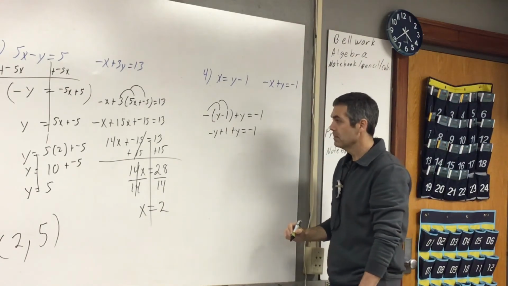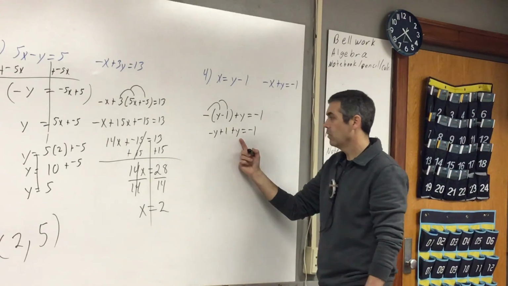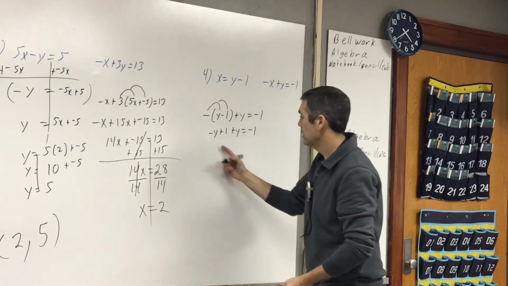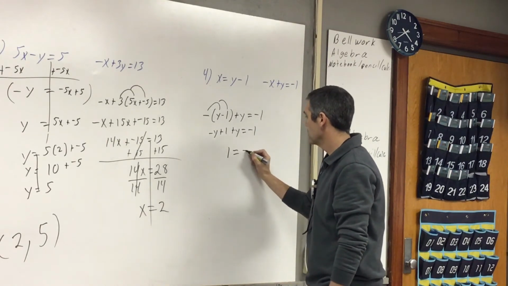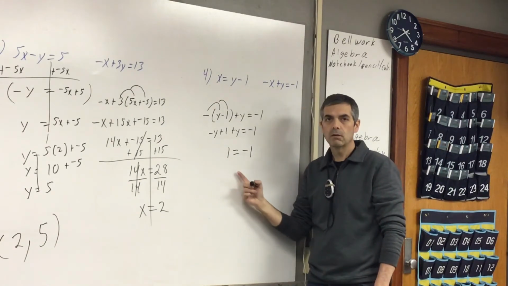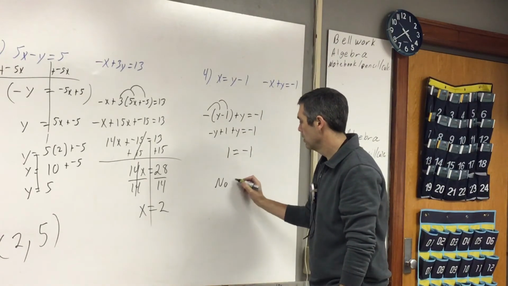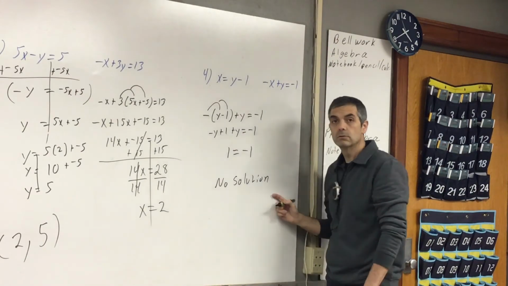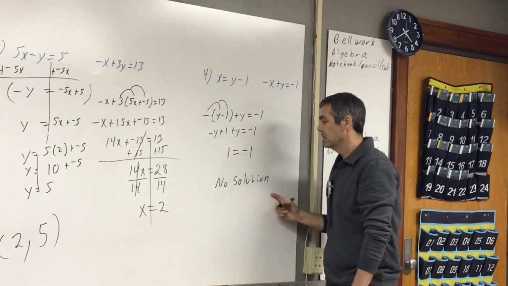Now watch what happens here. We combine our like terms. Negative y plus y gets us 0y, so that eliminates these. That leaves us with 1 equals negative 1. And notice, this is an untrue statement. 1 does not equal negative 1. This is no solution. I got an untrue statement when I solved this, so this has no solution.